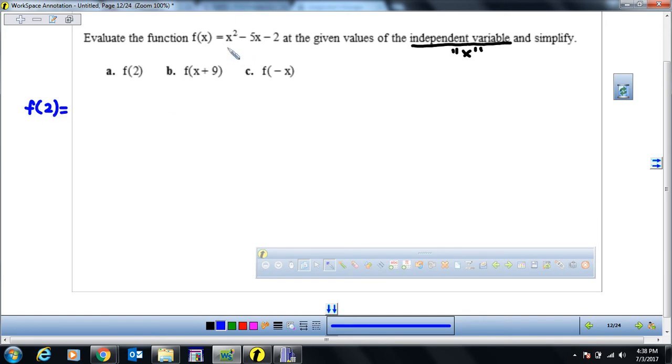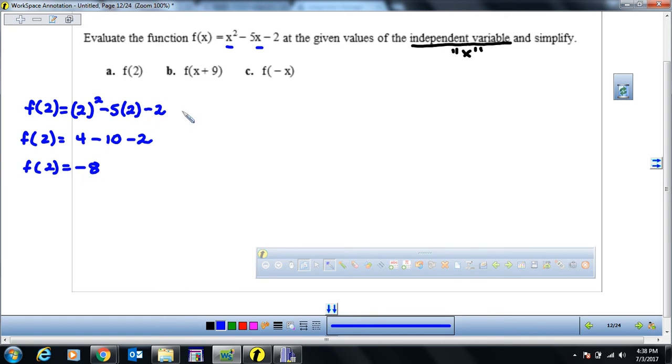So we're going to replace every x of this equation with 2. It would be 2 to the second power, minus 5 times 2, minus 2. That's this equation right here. And then we're going to simplify it. 2 squared is 4, minus 5 times 2 is 10, minus 2. Then if we combine the like terms, 4 minus 10 is negative 6, minus 2 is negative 8. So when x is 2, y is equal to negative 8. That's what this tells us.